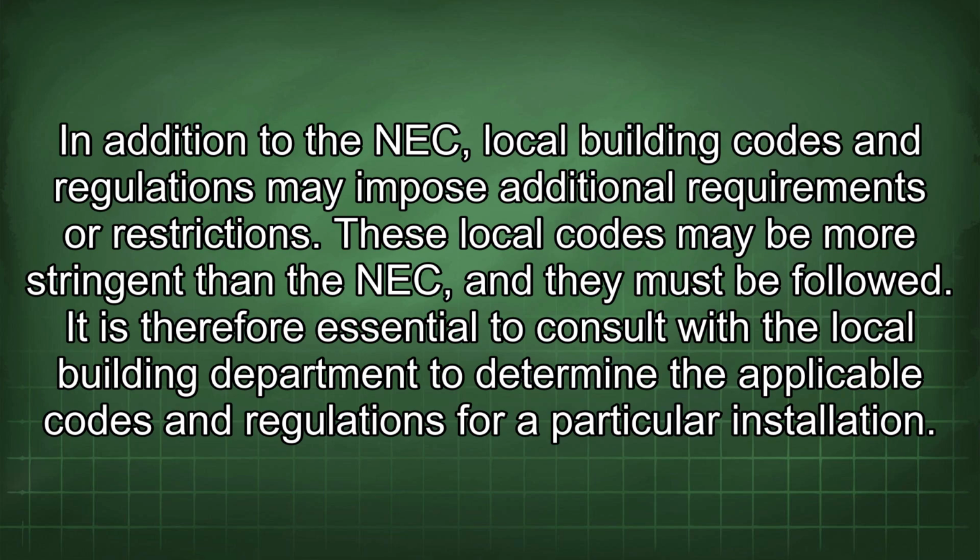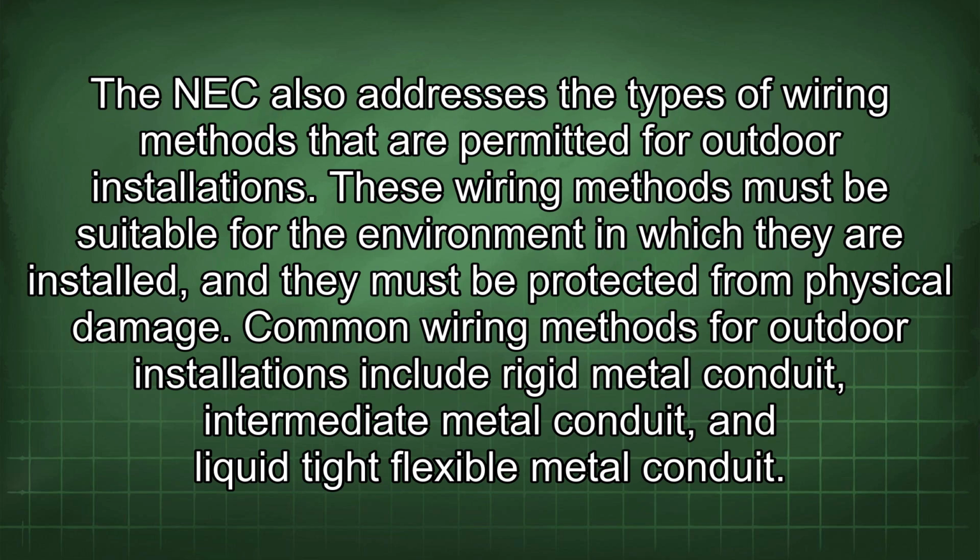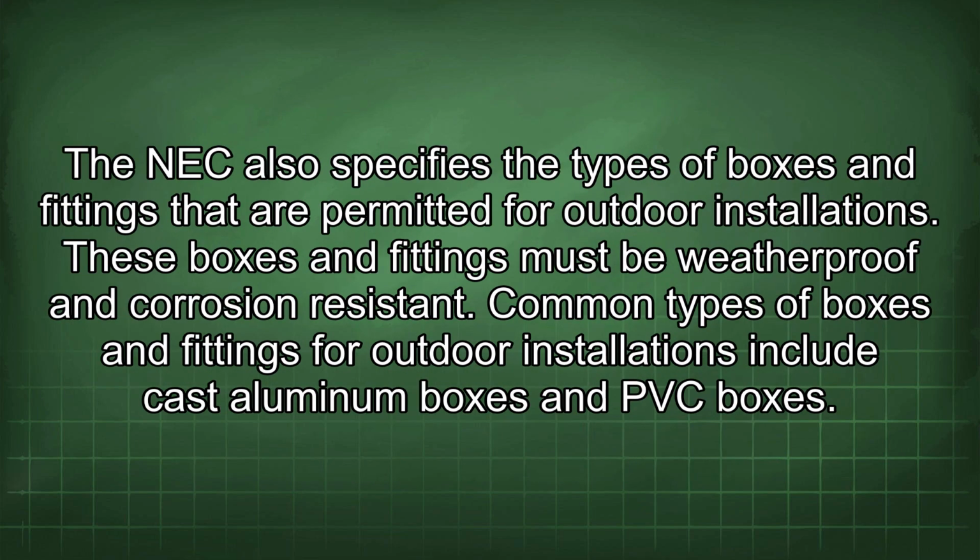The NEC also addresses the types of wiring methods that are permitted for outdoor installations. These wiring methods must be suitable for the environment in which they are installed, and they must be protected from physical damage. Common wiring methods for outdoor installations include rigid metal conduit, intermediate metal conduit, and liquid-tight flexible metal conduit. The NEC also specifies the types of boxes and fittings that are permitted for outdoor installations. These boxes and fittings must be weatherproof and corrosion-resistant. Common types of boxes and fittings for outdoor installations include cast aluminum boxes and PVC boxes.